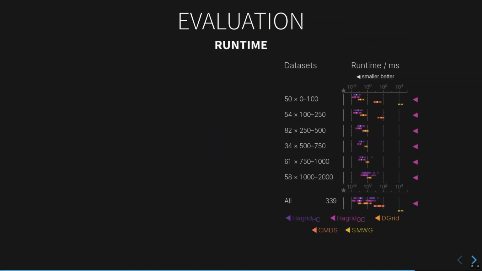Here on the right side is again the comparison result of the runtimes. We show SMWG only for the smallest dataset, because the runtimes for those sizes are already very high. CMDS is shown for the first two groups of dataset sizes, which has a better runtime than SMWG, but is apparently still very slow. DGrid is very fast, but through all dataset sizes roughly 4 times slower than Hagrid.